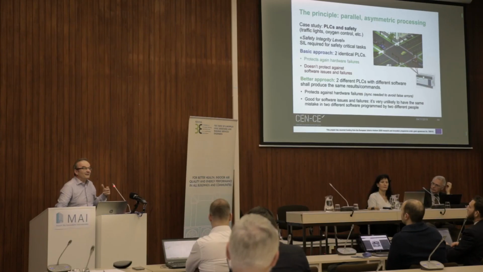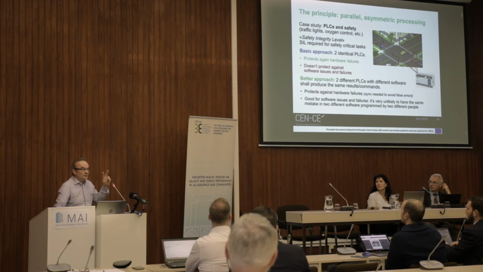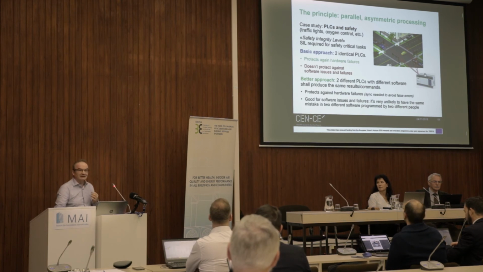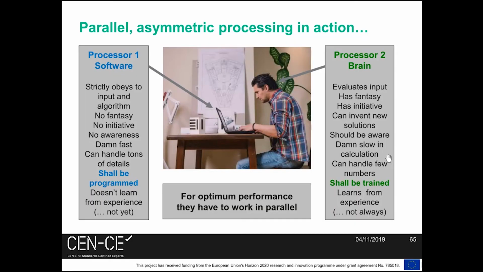But there is one step further. This protects you against a hardware failure, but if you have a software failure, even if you have two processors, they will make the same mistake simultaneously. So the best in safety is having two different processors programmed in a different language by two different people. It's very unlikely that we make the same mistake. And that's very important in safety. This is really the upper level of safety. So here is parallel asymmetric processing in action.